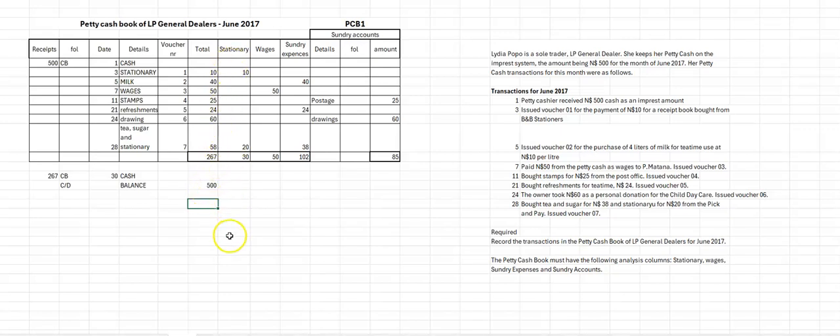So if we calculate them all together, both of the sides should balance. If we add all of them together, take the 267 plus the 500 of the balance, you have 767. And if you do exactly the same here, the 500 plus the 267, you get 767. So with cash books, it's very important that they balance off.